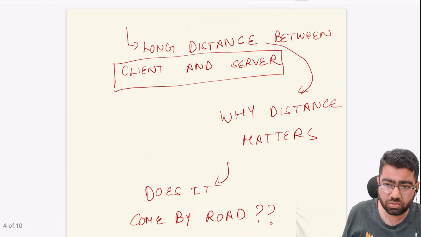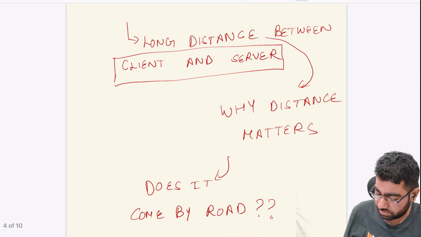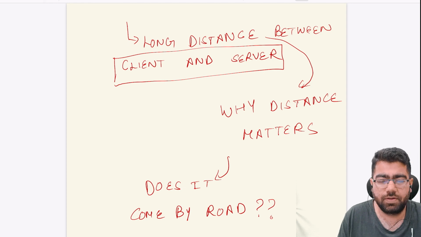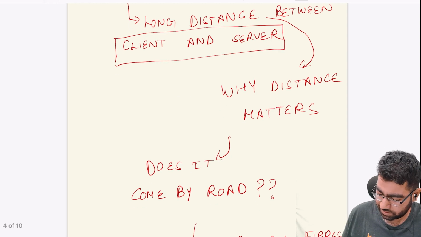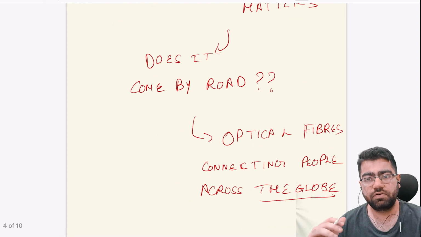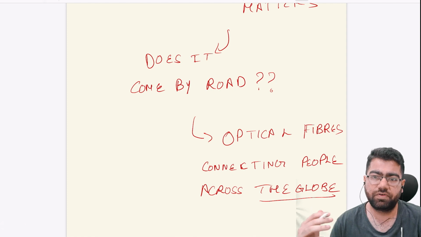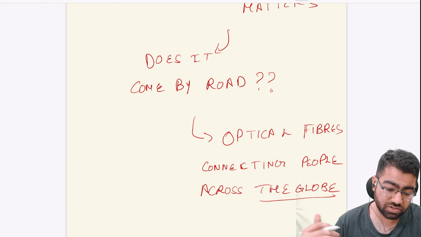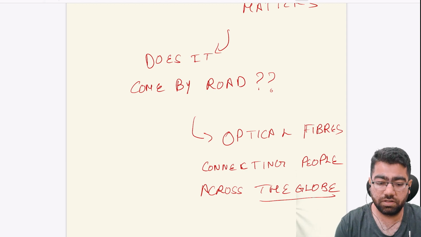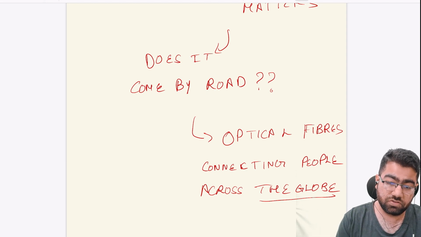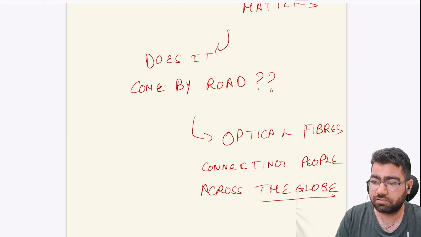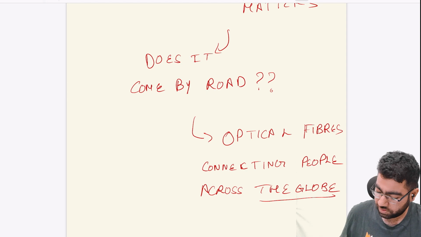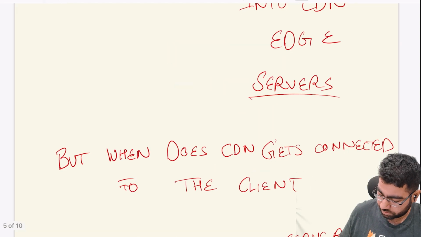Now you might argue, why does the distance between the client and server matter? Is the request coming through road, or what? Basically, the internet works through a connection of optical fibers which are laid across the world, through the underwater sea. That's how you are connected to the internet. So the request which you are sending actually travels through these wires and then reaches the other country. So it takes a lot of time to establish this connection.